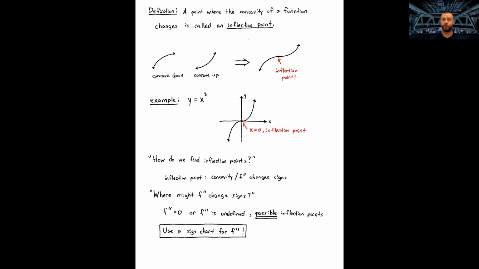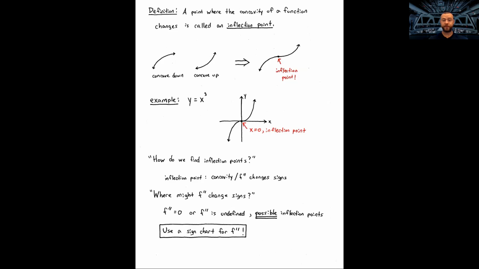Hopefully you feel comfortable creating a sign chart for the first derivative. That was in our first part of this lecture. Definitely go back and review that. We're going to be looking at examples right now that are almost similar, but we're creating a sign chart for the second derivative. First derivative determines increasing, decreasing. Second derivative determines concavity.